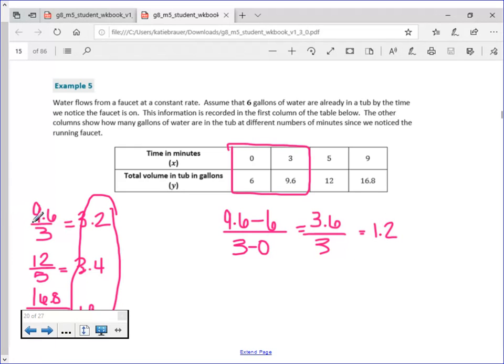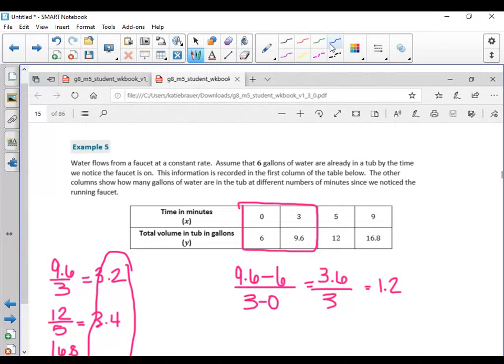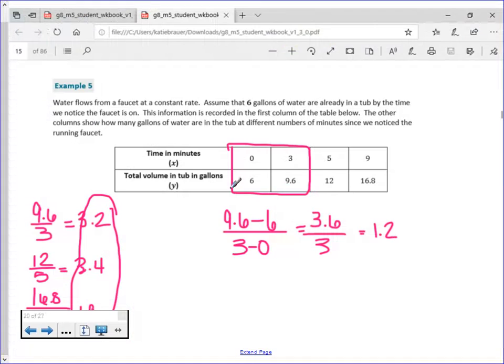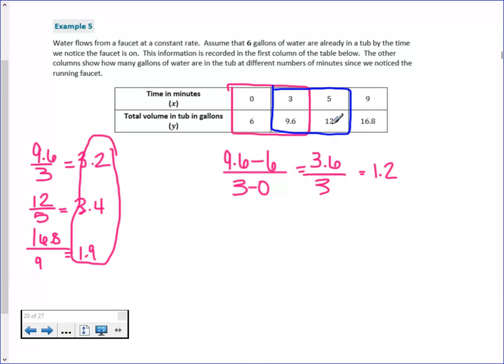1.2. Okay, we're going to do the same thing. I'm doing this in a different color now. We're focusing on 2 different points, the ones that I've circled in blue here. I'm taking the bigger one minus the smaller one. So if I'm looking in this column, 12 is bigger than 9.6, so I took 12 minus 9.6. Then I do 5 minus 3.